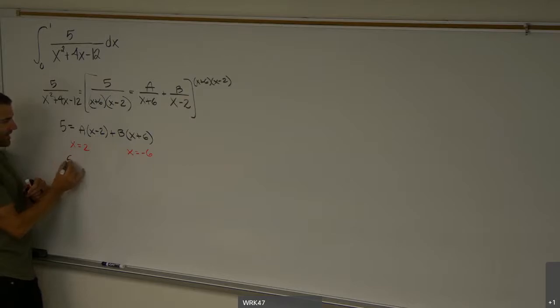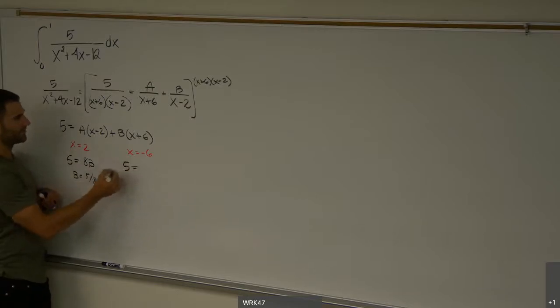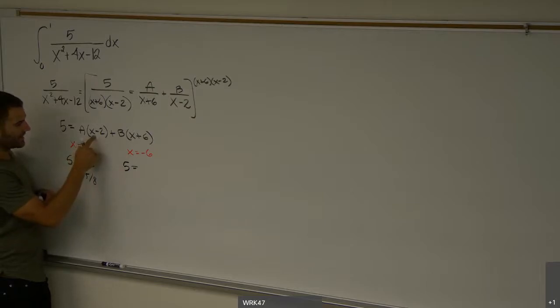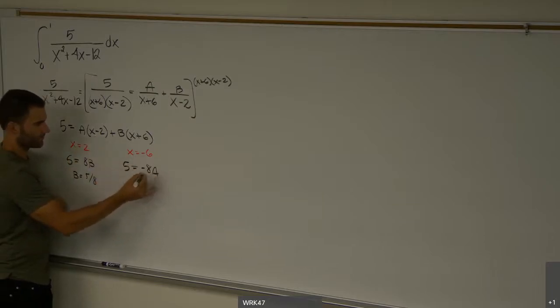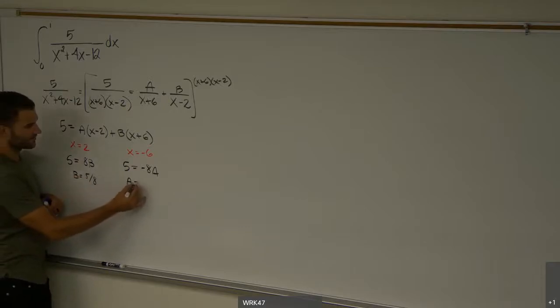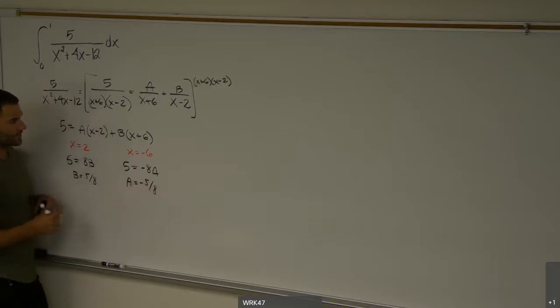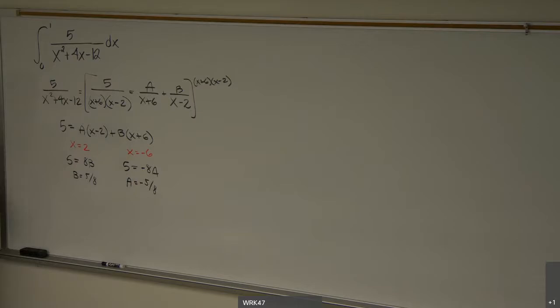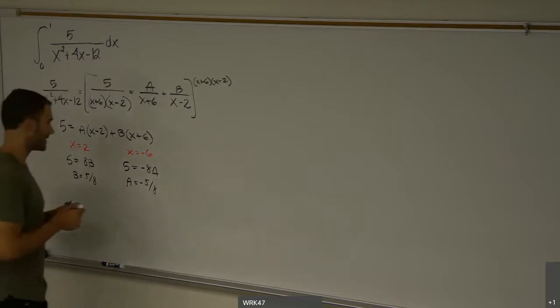When x is 2, we get 5 equals 8b. So b is 5/8. When x is negative 6, we get 5 equals negative 8a. So we get negative 5/8. And there are only those two constants to figure out, and so we are in good shape. All right, so we get 5/8 and negative 5/8.